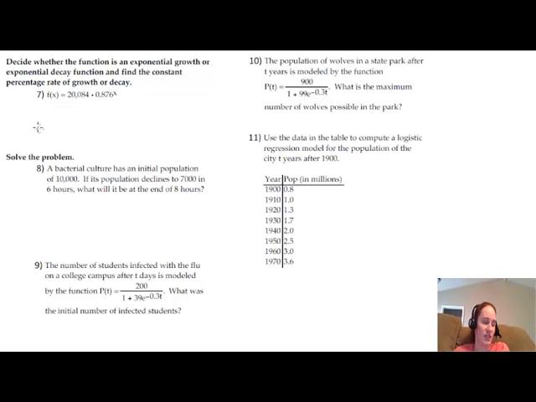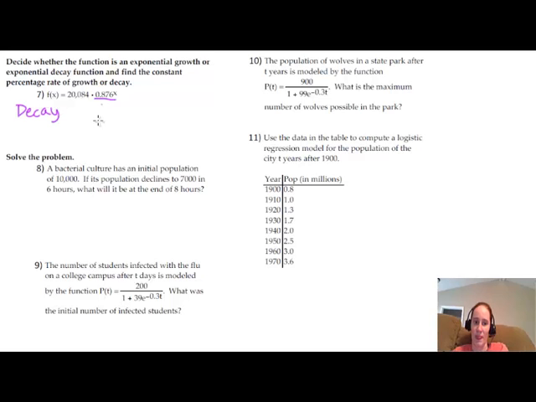Alright, number 7, decide whether the function is an exponential growth or exponential decay function, the constant percentage rate of growth or decay. You can tell whether it's growth or decay by this number right here. As long as it's to the positive x power, if that number is less than 1, that means that we're decaying. So this is a decay.